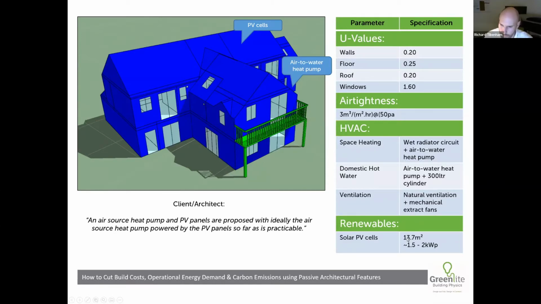On the roof, we've included just shy of 14 square meters of PV, which tops up to a 1.52 kilowatt peak array. So just to note that this specification is somewhat similar to the Future Home Standard. It's not fully been agreed yet, so I don't quite know what it's going to include, but it's probably going to be in this sort of area.